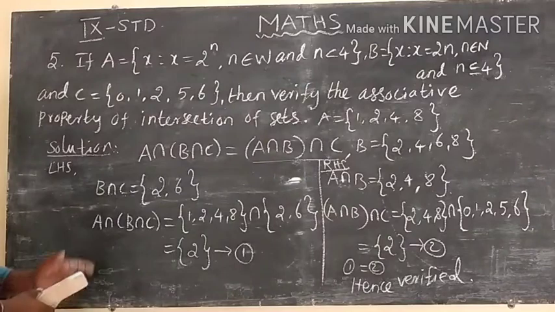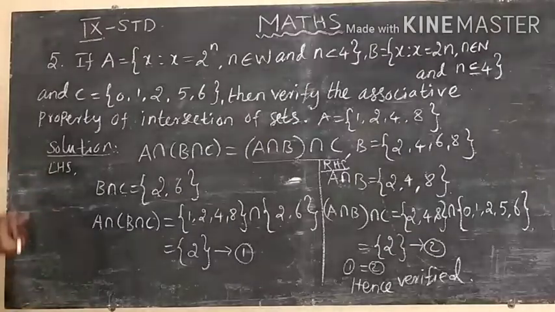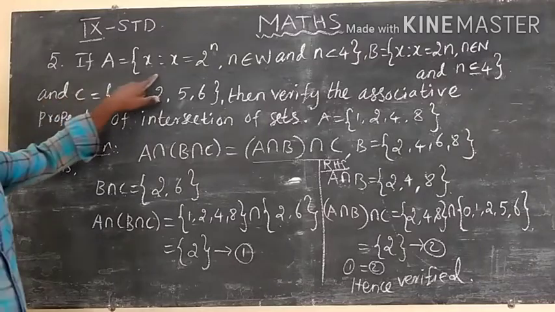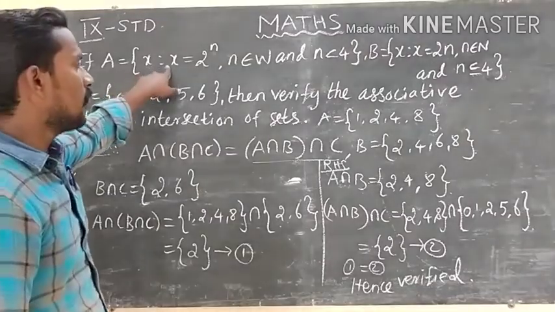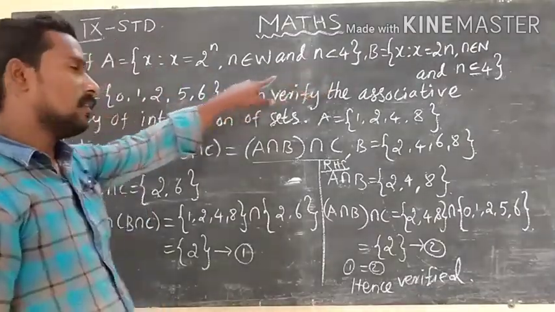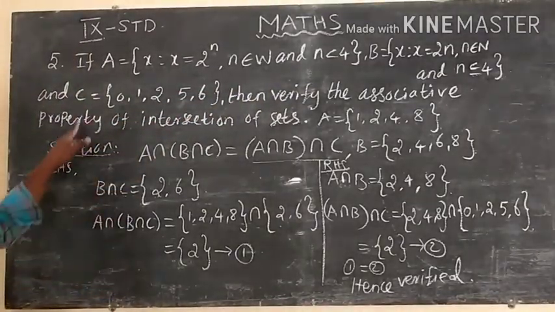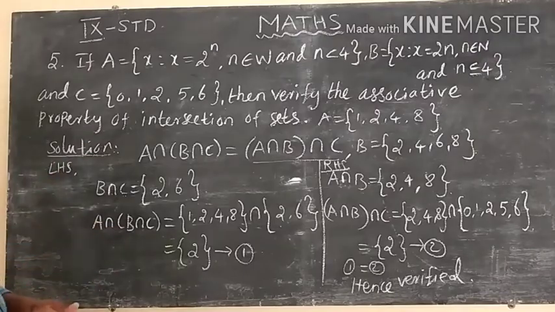Okay, that's all for your fifth sum. This kind of sum is also given in your exam, because here first we find the set values A, B, and then verify the properties. So these questions are very important.